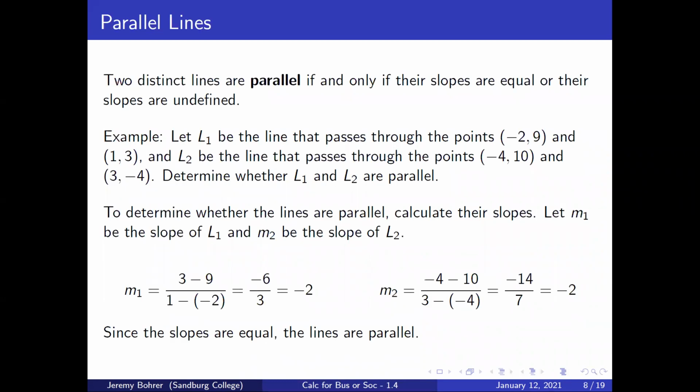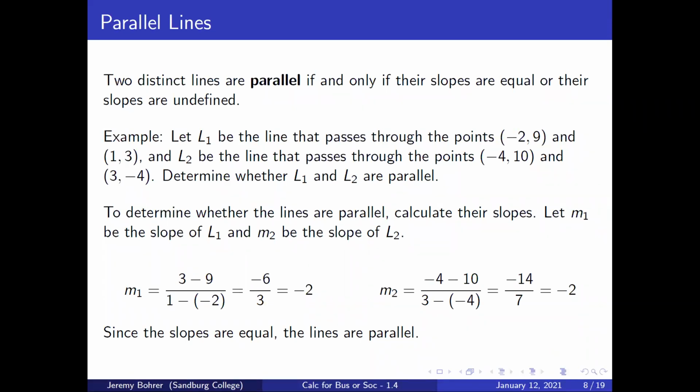Two distinct lines are parallel if and only if their slopes are equal or their slopes are undefined. For example, let L1 be the line that passes through the points negative 2, 9 and 1, 3, and L2 be this line that passes through the points negative 4, 10 and 3, negative 4. And we determine whether these lines are parallel.